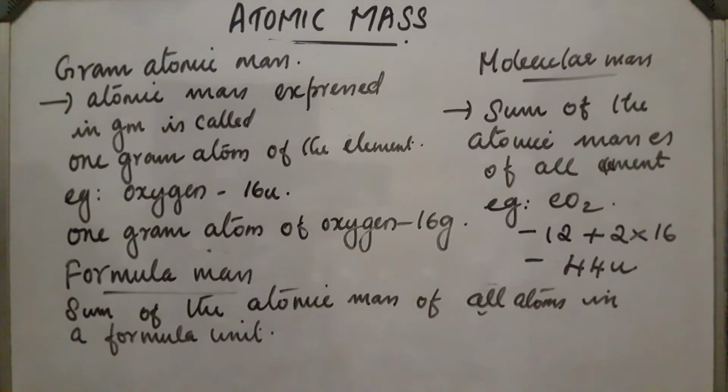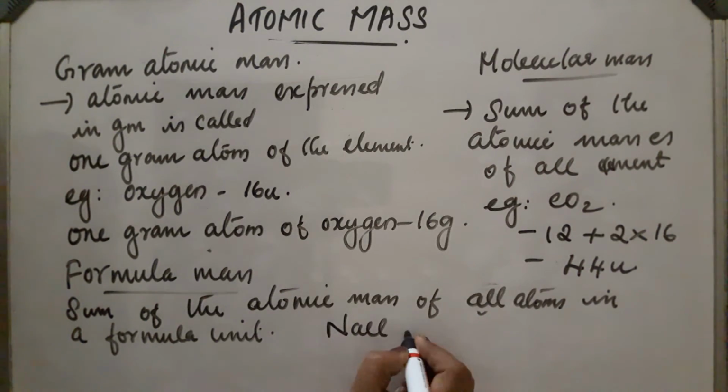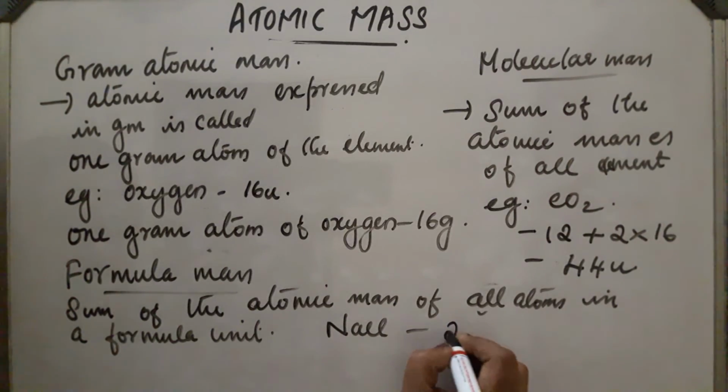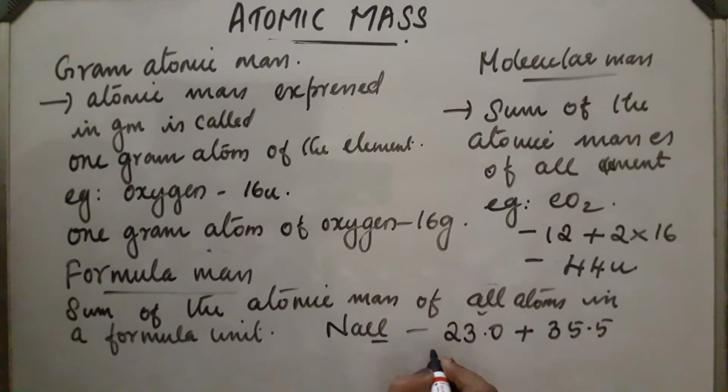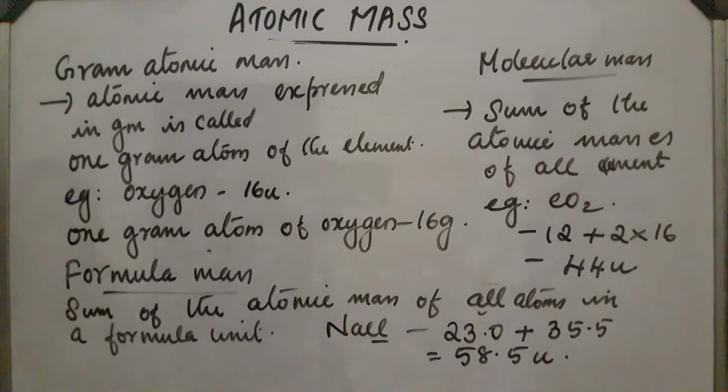For example, the formula mass of NaCl. In the case of NaCl, we take the atomic mass of sodium and the atomic mass of chlorine. The atomic mass of sodium is 23 and chlorine is 35.5. So the formula mass will be equal to 58.5 U. This is the formula mass, the sum of the atomic masses of all the atoms in the formula unit of the compound.